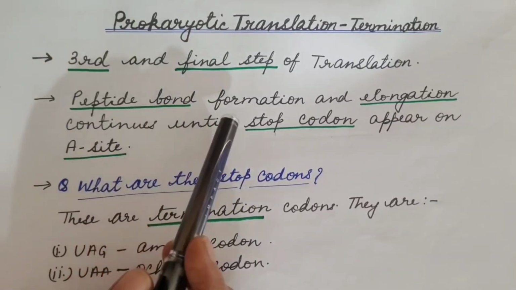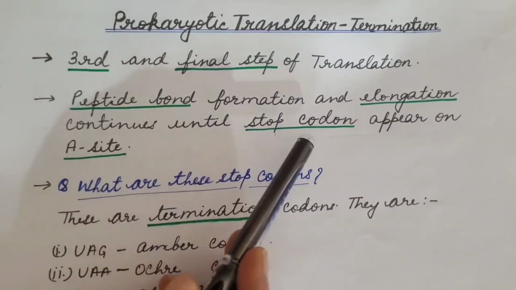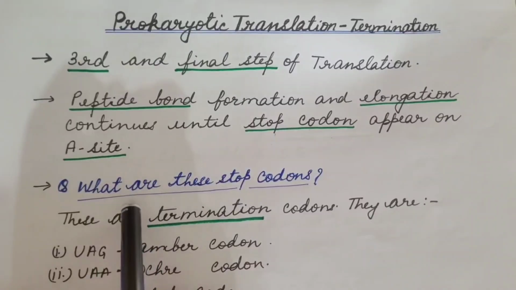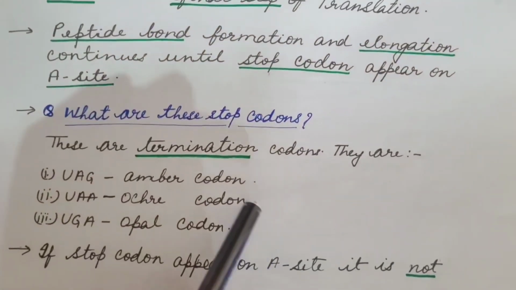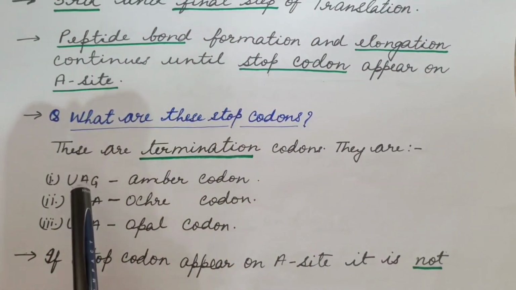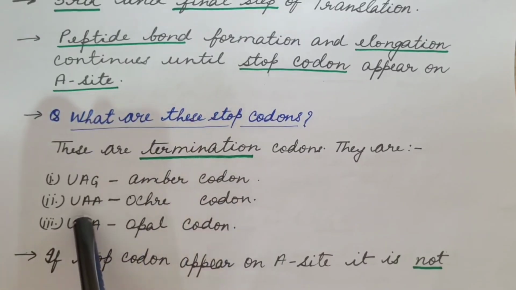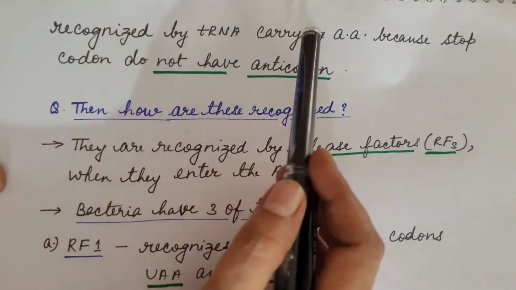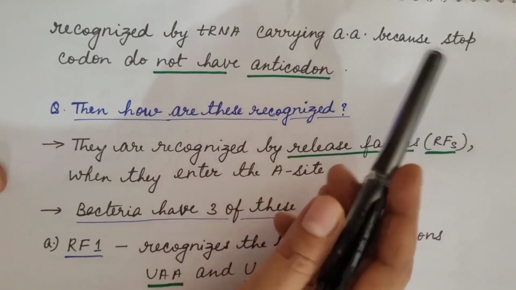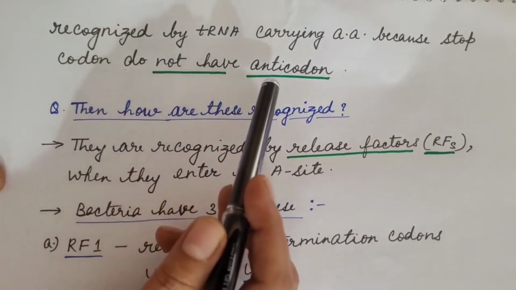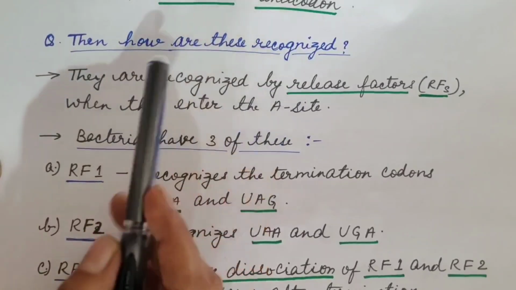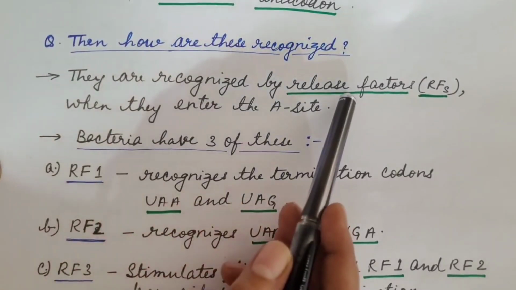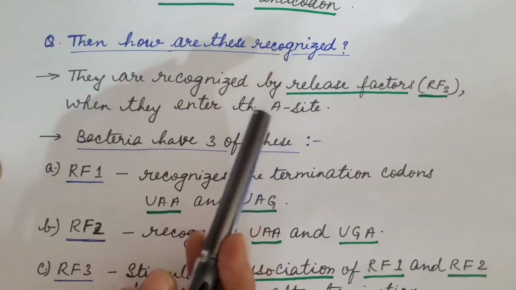Peptide bond formation and elongation of the polypeptide continue until a stop codon appears at the A site. What are these stop codons? These are termination codons. They are UAG, the amber codon, UAA, the ochre codon, and UGA, the opal codon. If a stop codon appears at the A site, it is not recognized by transfer RNA carrying an amino acid because stop codons do not have an anticodon. Then how are these recognized? They are recognized by release factors when they enter the A site.